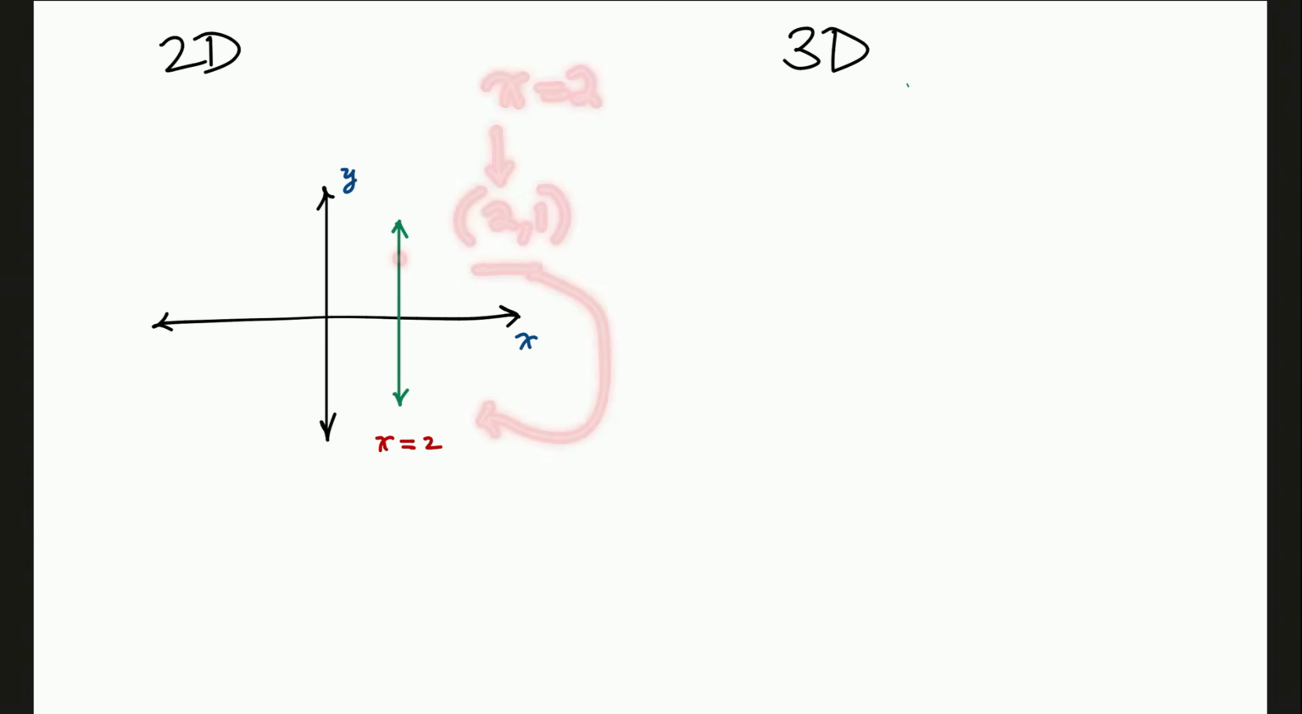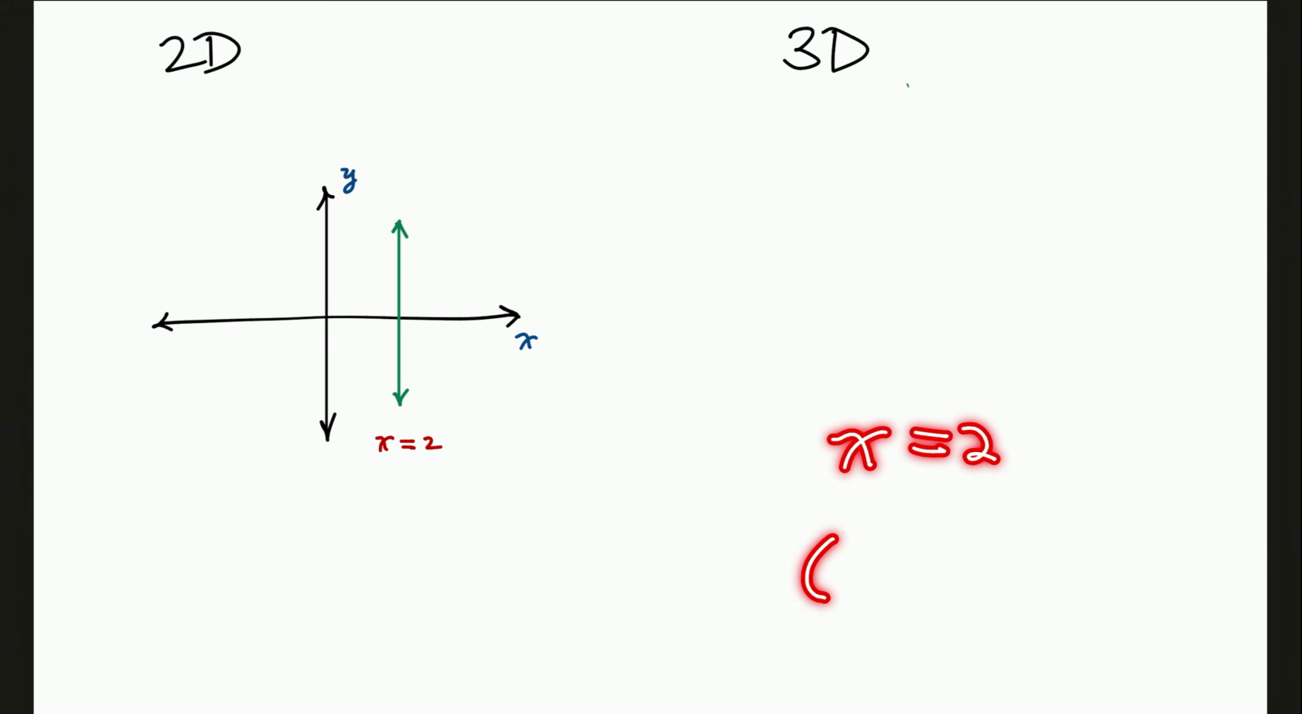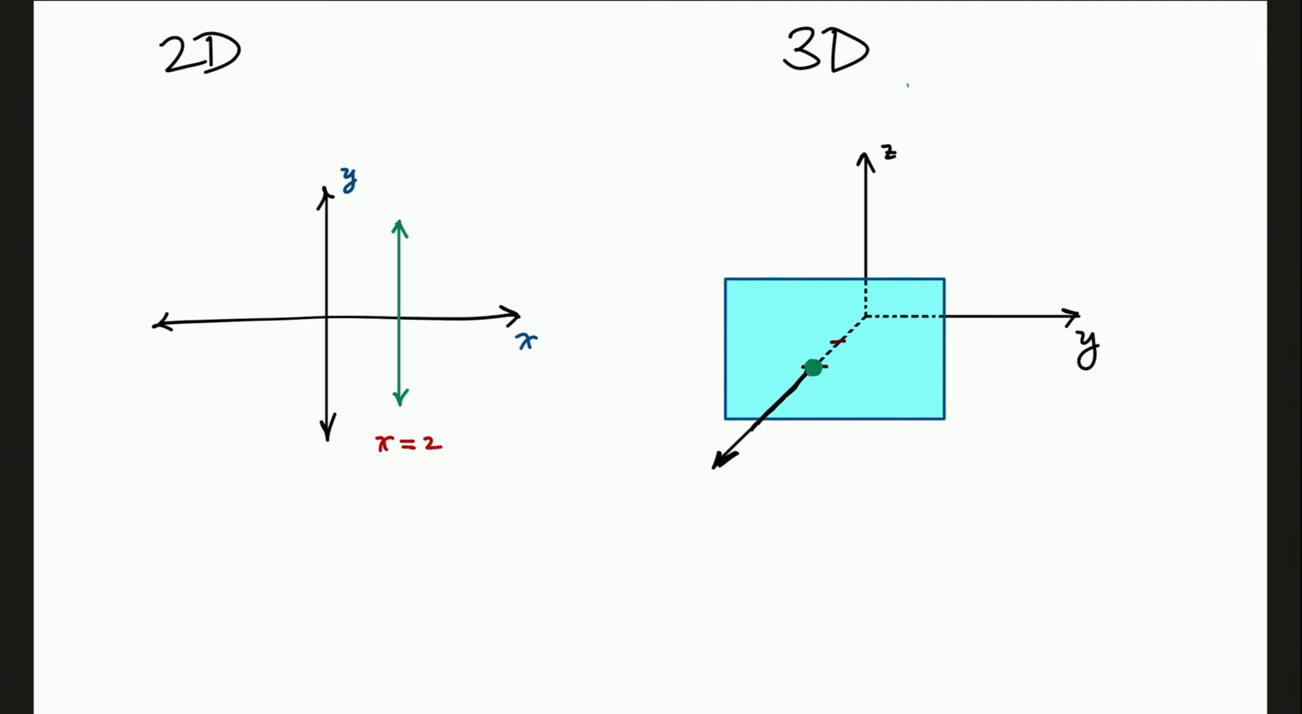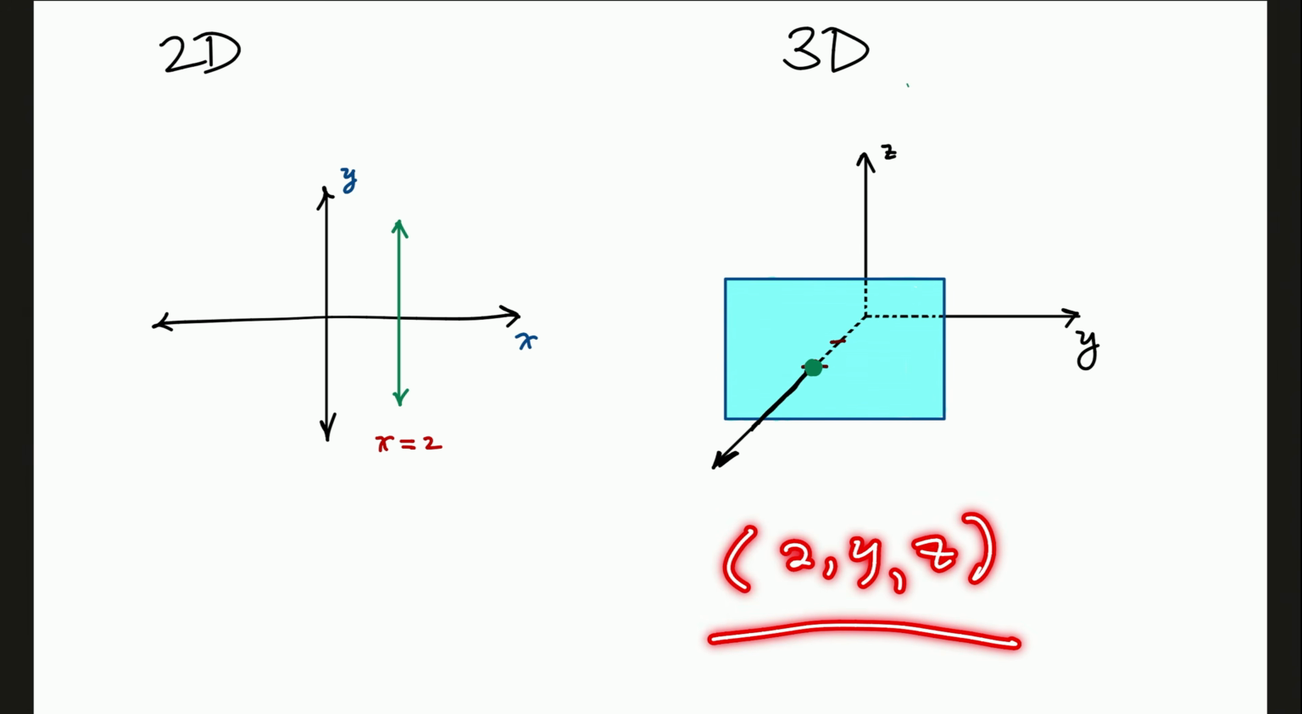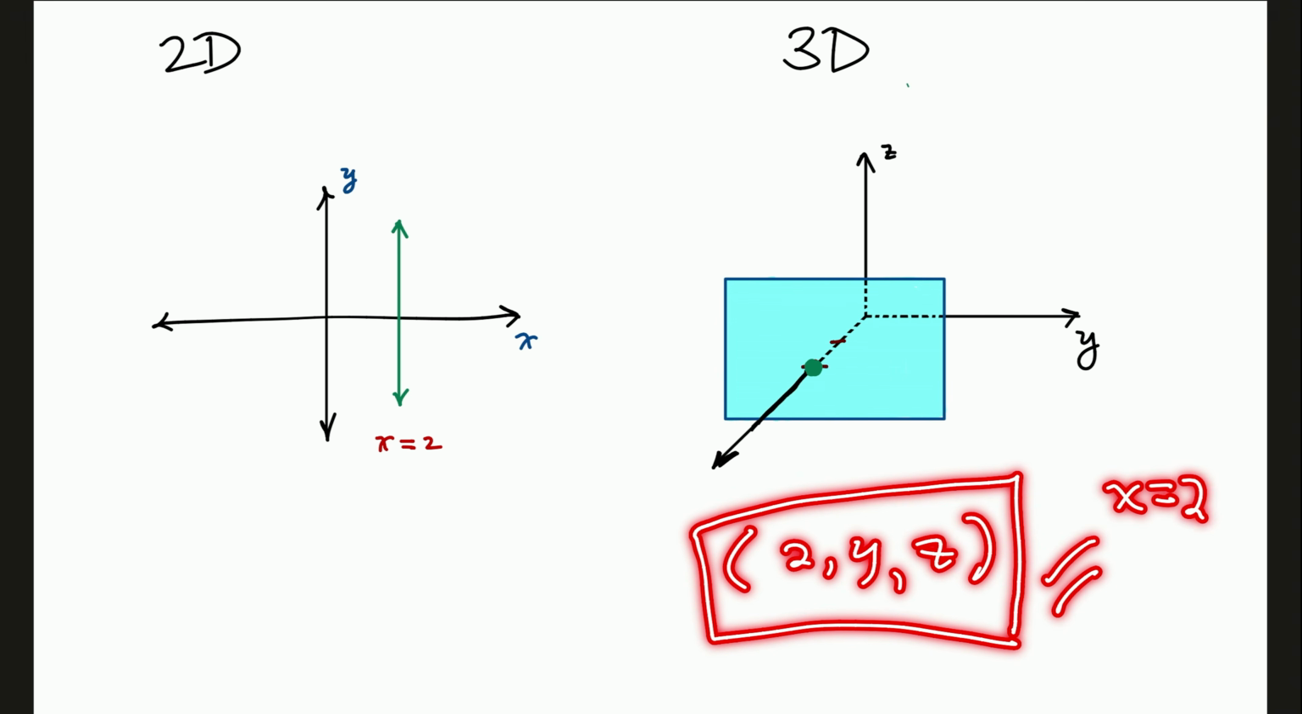So now, what will happen if you try to graph x = 2 in the three-dimensional space? Notice that what we are looking at here is the collection of all points (2, y, z) with first component x = 2. So the graph of this one is actually this plane. Any points of this form belong to the graph of x = 2.